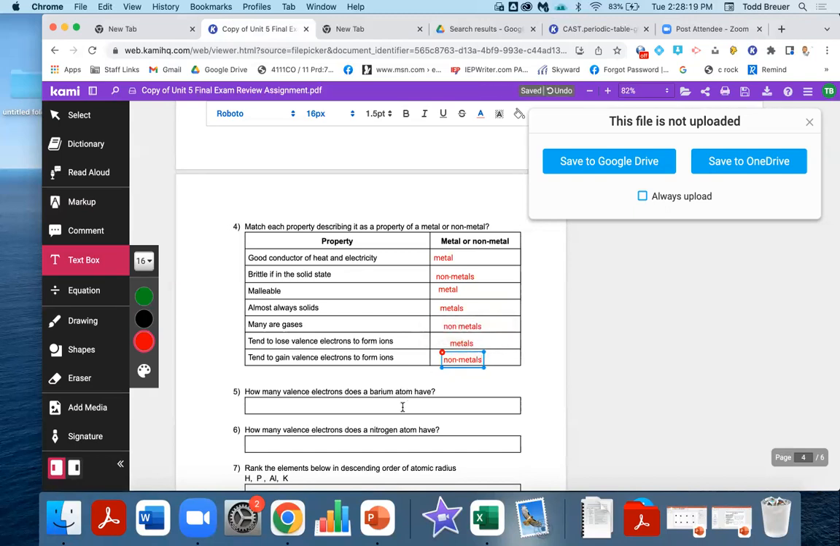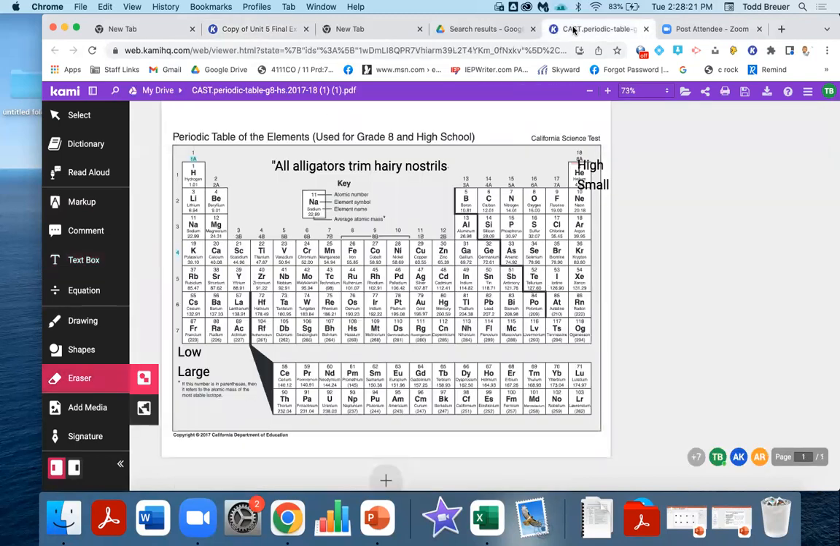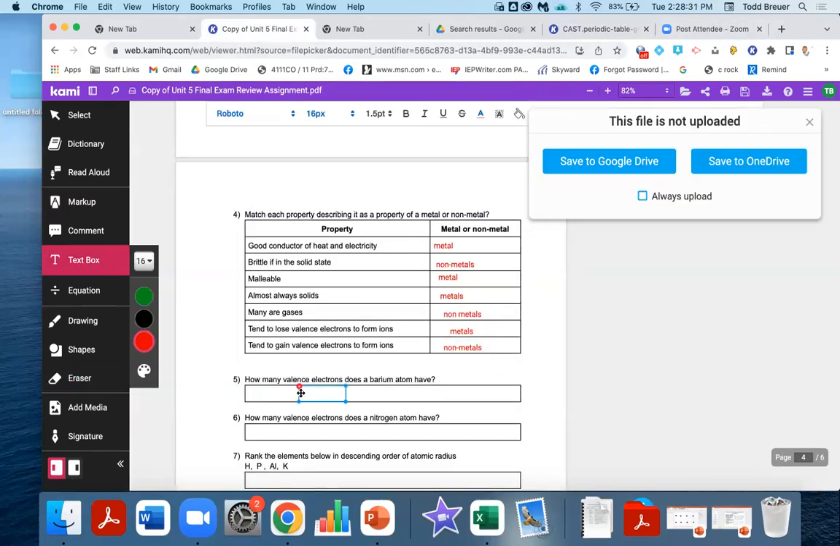How many valence electrons would a barium atom have? We'll go to our periodic table. Barium's in group 2A, right here. Barium's located in this grouping, and that's how many valence electrons it would have, so it would have 2. How many valence electrons would a nitrogen atom have? Because it's in group 5A, that would have 5.